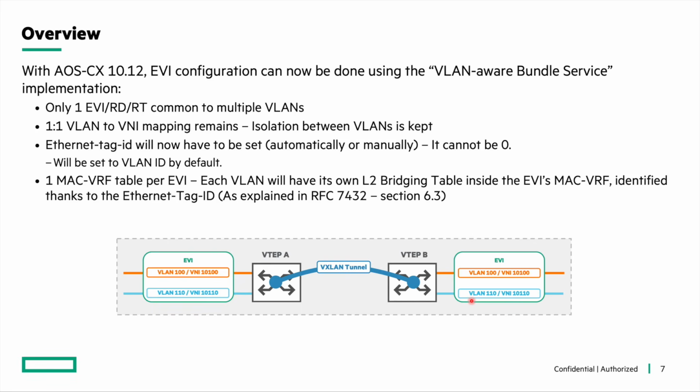With VLAN-aware Bundle, you can now have only one EVI, one route distinguisher, and one route target common to multiple VLANs. Secondly, unlike VLAN-based service, the Ethernet Tag ID must be set. It cannot be 0. And finally, each VLAN will have its own layer 2 bridging table inside the EVI's MAC VRF table, and they are identified by the Ethernet Tag ID. This implementation is compliant with RFC 7432, which describes all types of EVPN services.